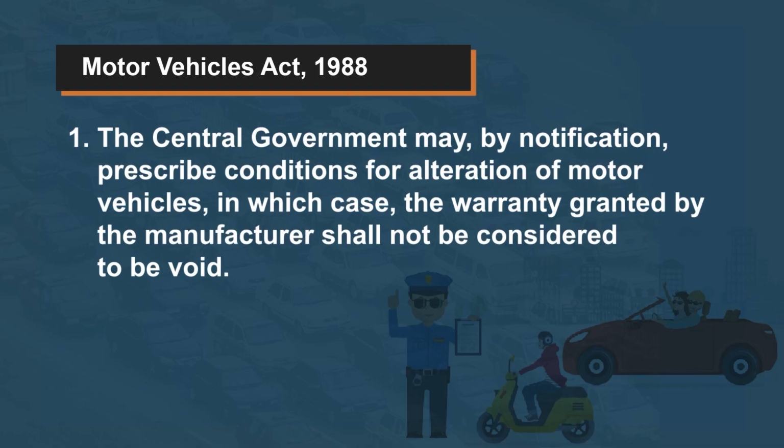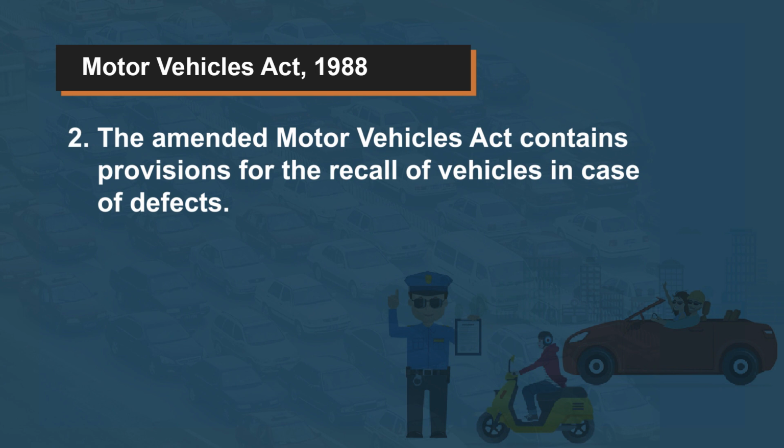Most notably, the changes are twofold. First, there is now a provision whereby the central government may, by notification, prescribe conditions for alteration of motor vehicles, in which case the warranty granted by the manufacturer shall not be considered to be void. Second, the amended Motor Vehicles Act contains provisions for the recall of vehicles in case of defects.